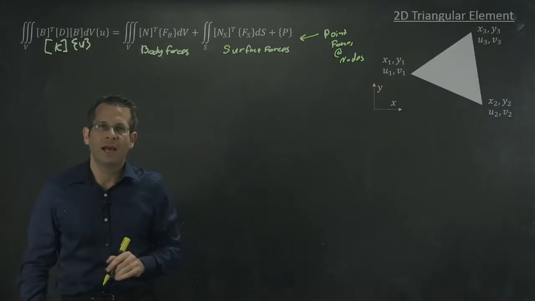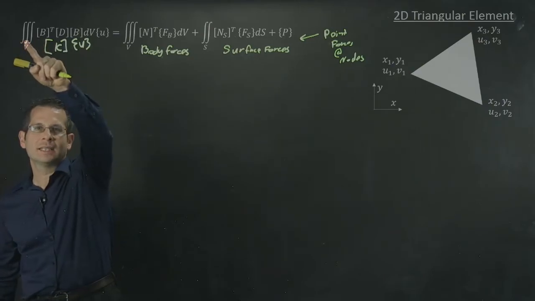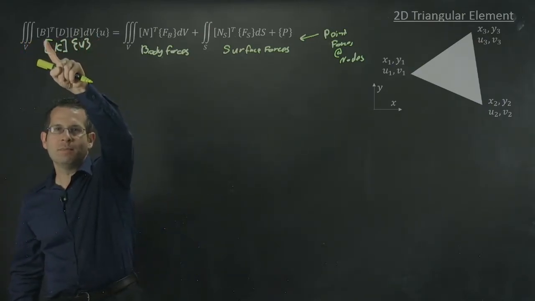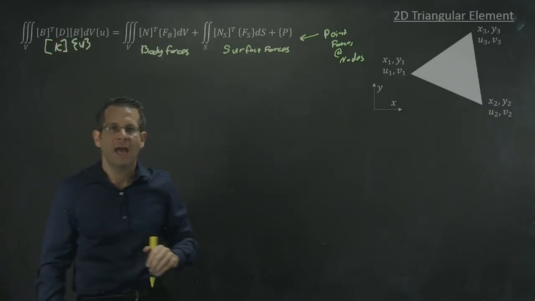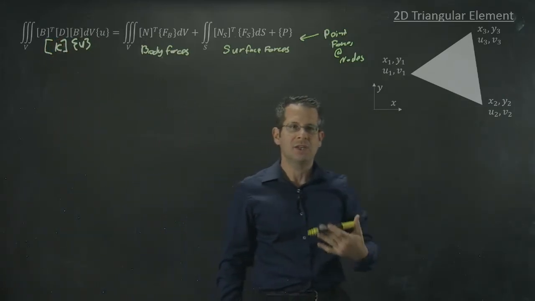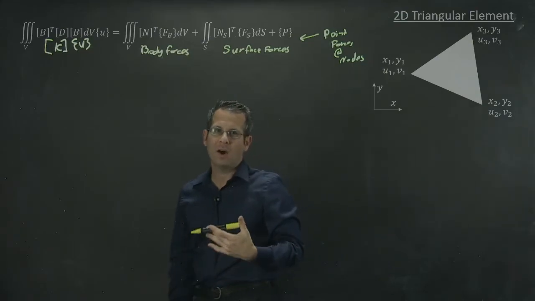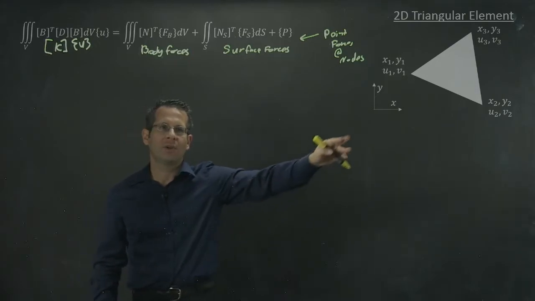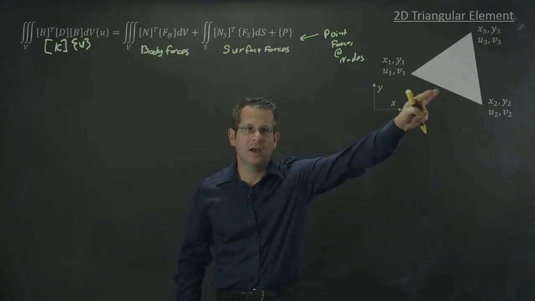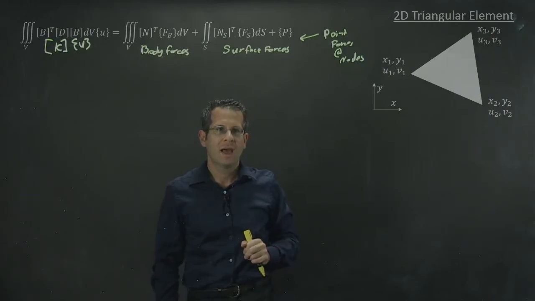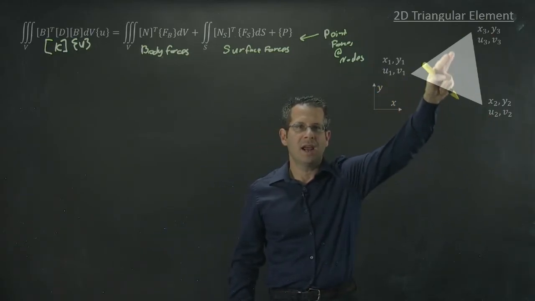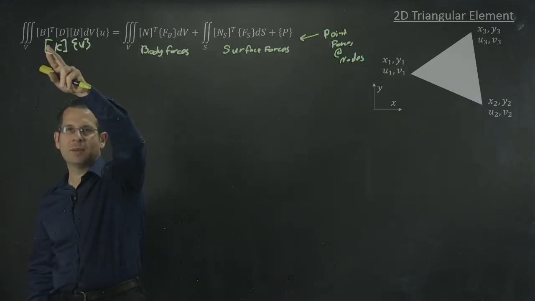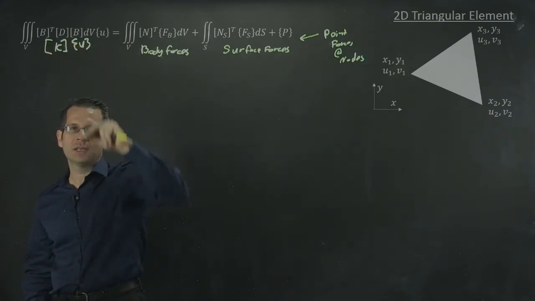Remember, at the end of the last video, I pointed out that I can simplify this volume integral because neither the B matrix nor the D matrix actually involves any term that is dependent on the x, y, or z coordinate. So since I'm looking at a triangular element of constant thickness and with a given area, I can simply rewrite this integral as the thickness times the area times the terms inside the integral.